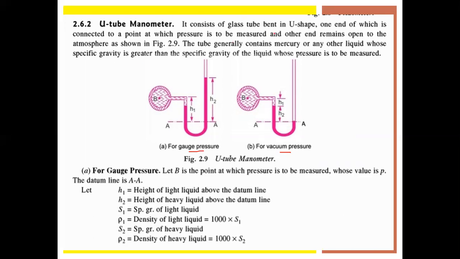A U-tube manometer consists of a glass tube bent in a U-shape, one end of which is connected to the point where the pressure is to be measured, and the other end is connected to the atmosphere. The tube generally contains mercury. So instead of water, we are using mercury or any other liquid whose specific gravity is greater than the specific gravity of the liquid whose pressure is to be measured.